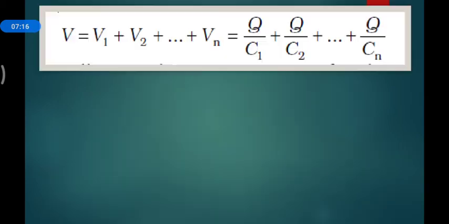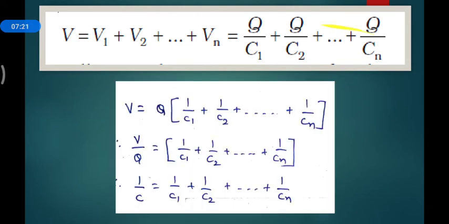This is what we saw in the earlier slide. So V equals Q common, and the respective terms are left in the bracket: 1 upon C1, 1 upon C2, up to 1 upon Cn. Then for V upon Q, we change the side of Q, so it goes from multiplication to division, giving V by Q, and V by Q reduces to 1 upon C in the next step. Ultimately all the others are the same, so you are very smart to know these things.